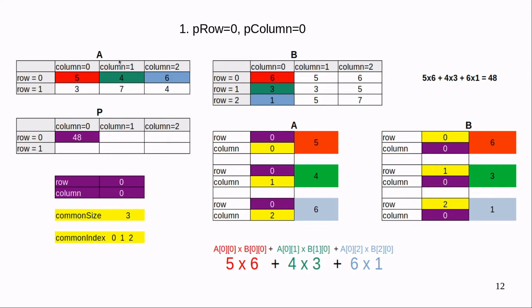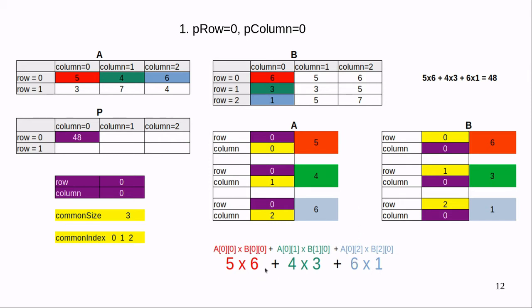What are we doing? We look at the red values here. So 5 and 6: multiply the red ones, multiply the green ones, multiply the blue ones, and add them all up. So multiply 5 by 6, and then 4 by 3 is multiplied, and then 6 by 1 has to be multiplied, and then add it up.